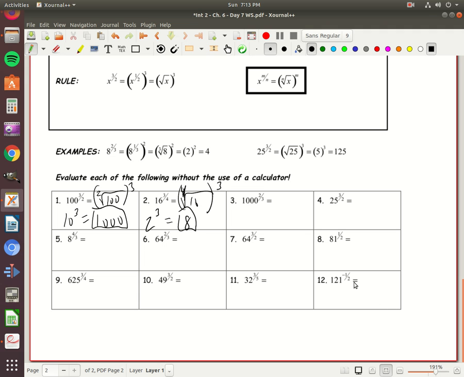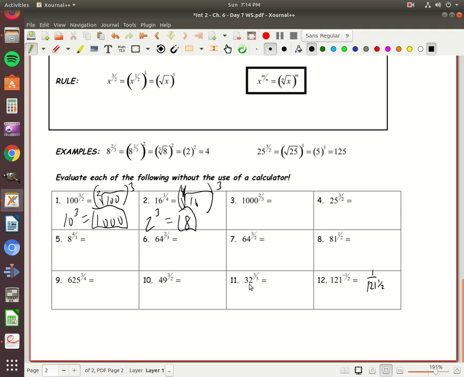Anytime you see a negative exponent, it shouldn't be too crazy. I'll give you a little hint on this one. It's just going to be 1 over 121 to the half. So hopefully you can go ahead and finish that one off. Basically it's what we're doing over here, but you just have a 1 on top. So one more of these things.